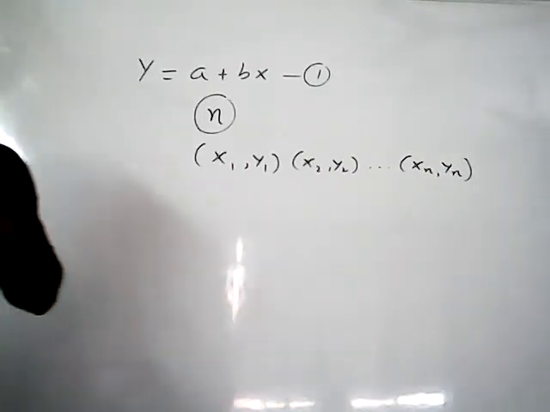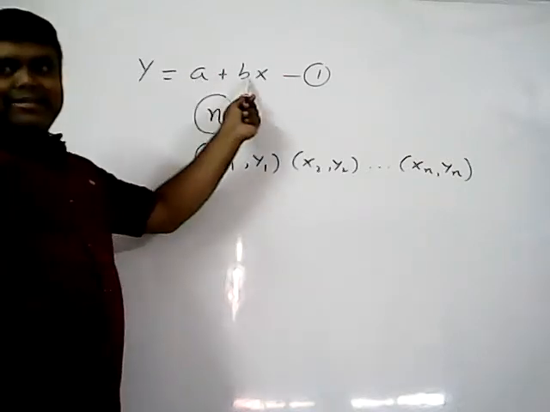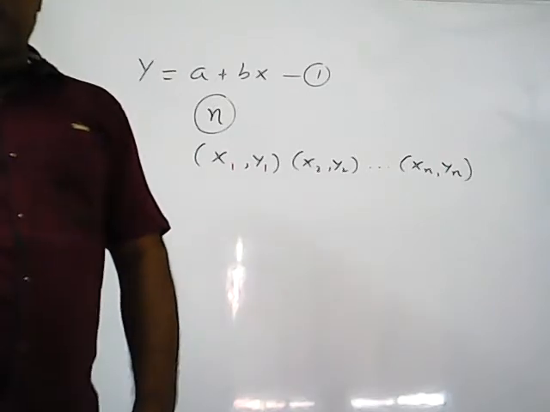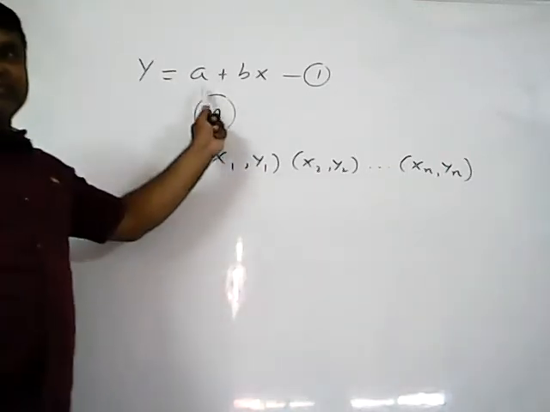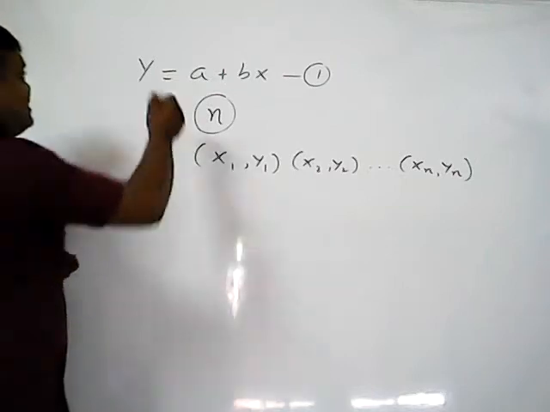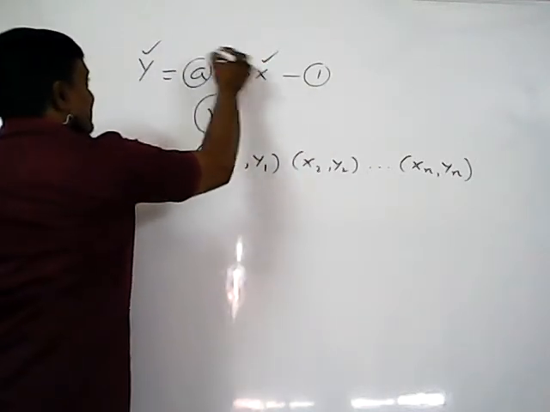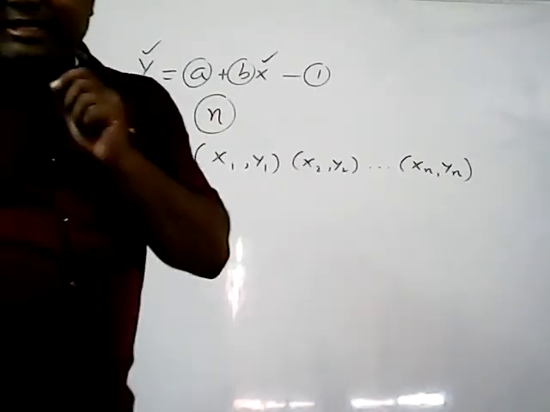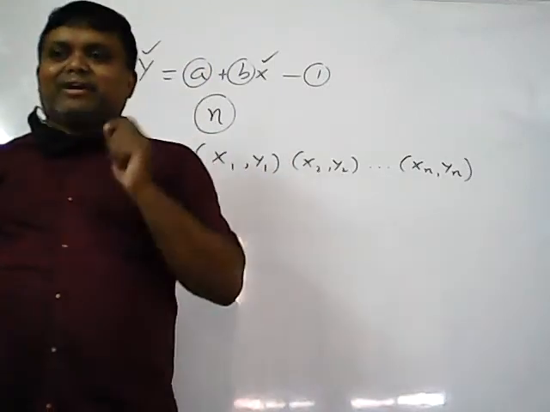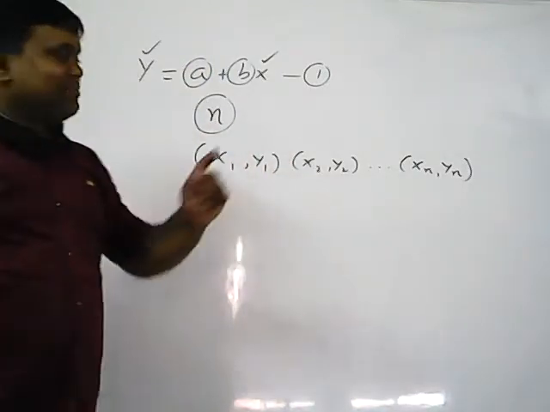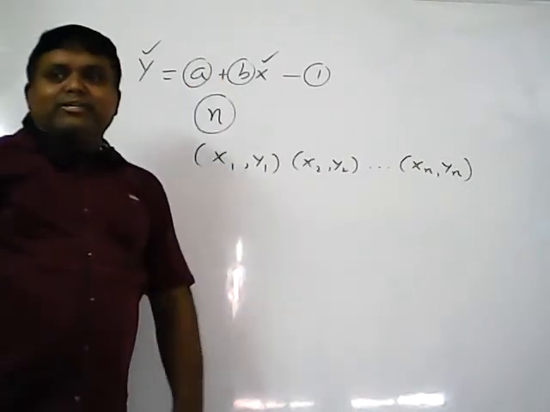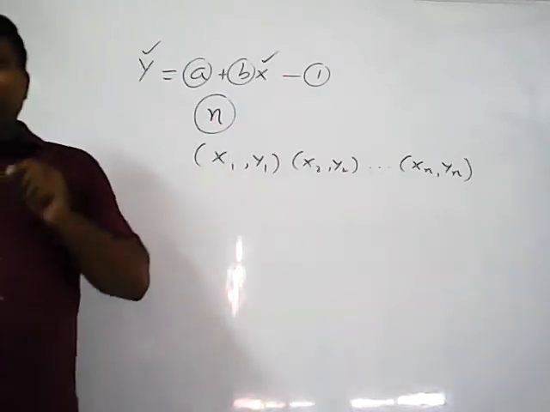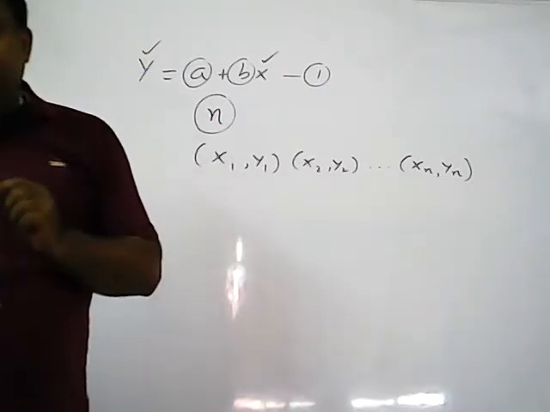Now we have to fit a straight line. To fit a straight line means you have to identify the constant values in the straight line. In the equation y equal to a plus bx, the variables are x and y, and the constants are a and b. Fitting of any curve means identifying the constant values. So deriving the normal equations of a straight line means finding the a value and the b value, because those are the constants.